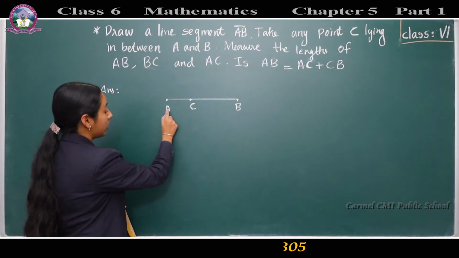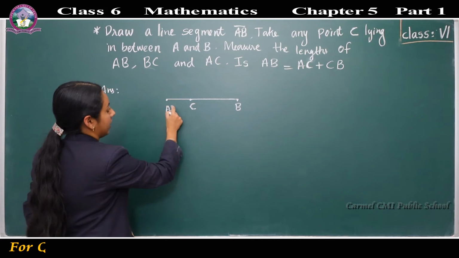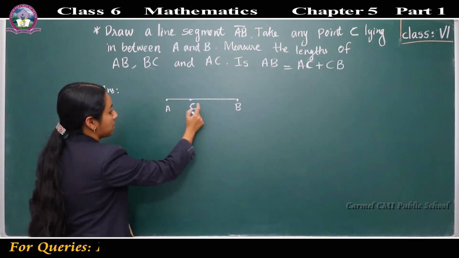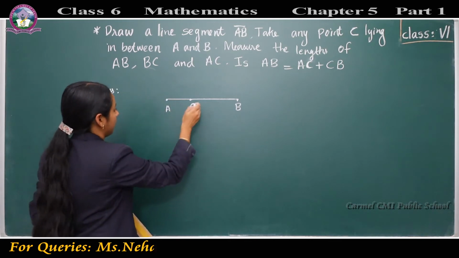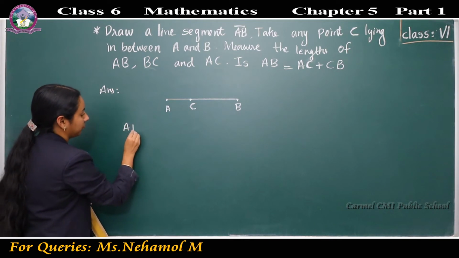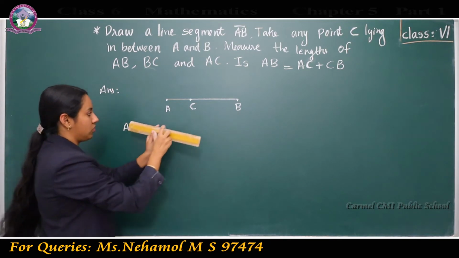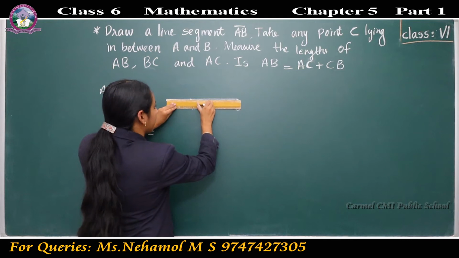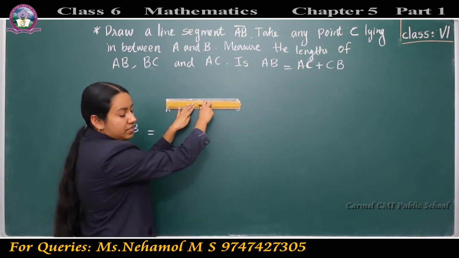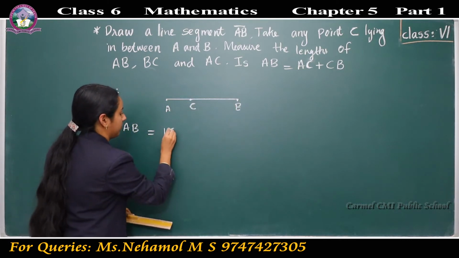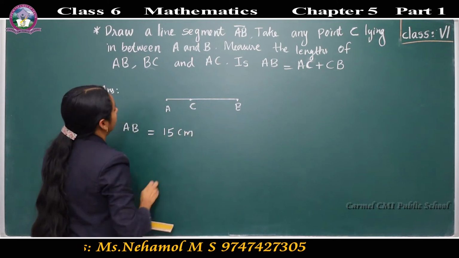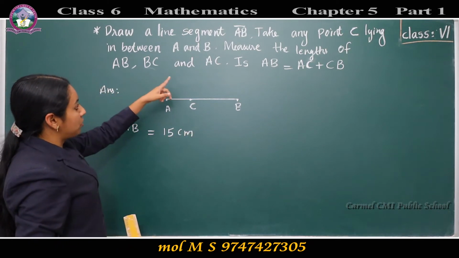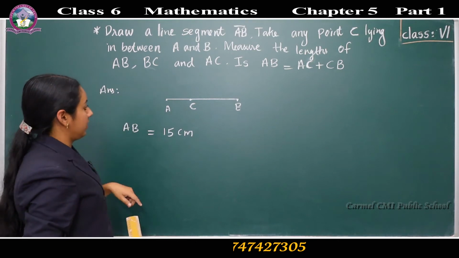We have to measure AB, then AC, then BC. What is the measure of AB? AB equal to, measure it. Here it is 15 centimeter. Then what is the measure of BC?